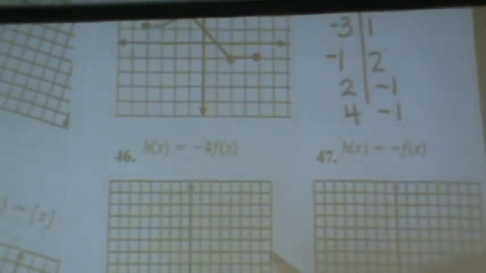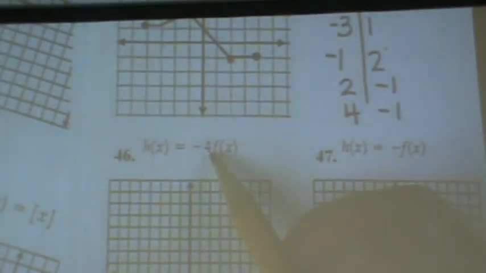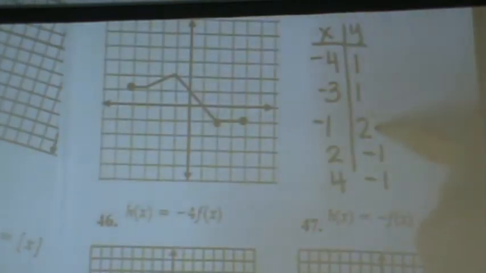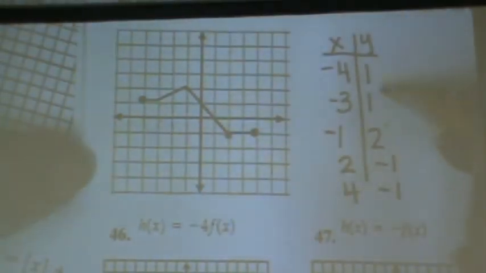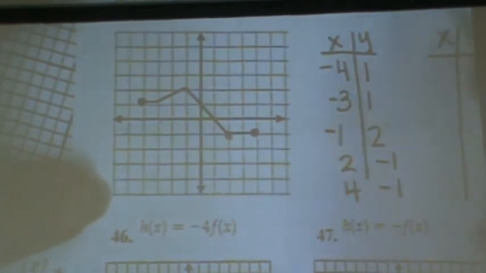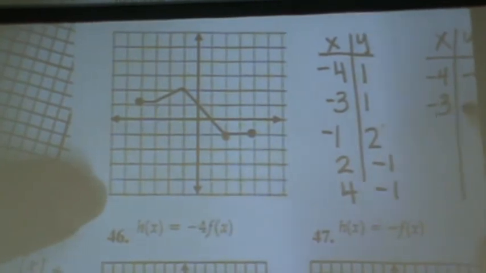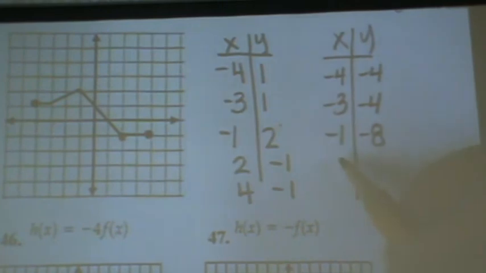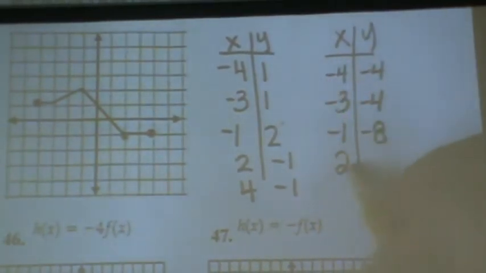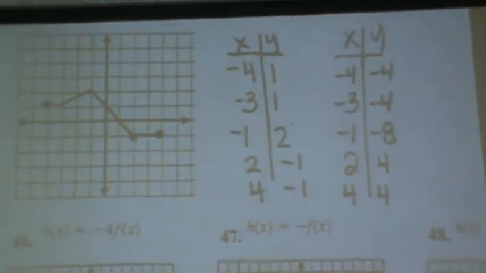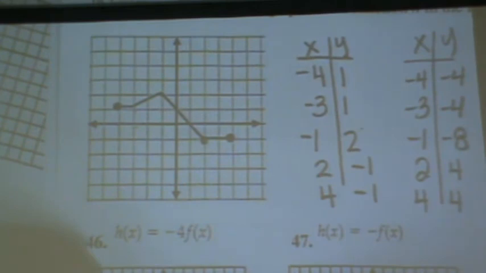And all you do for these are going to be some vertical stretches and compressions, and this -4 is the B value. It's telling you to multiply all of these ordered pairs by the Y values, all get multiplied by -4. So if you multiply these all by -4, your new table of values would be -4, -4, -3, -4, -1, -8. If you multiply this by -4, you get 2, 4, and 4, 4. Okay? So let's graph these. -4, 1, 2, 3, 4, 1, 2, 3, 4. -3, -4.